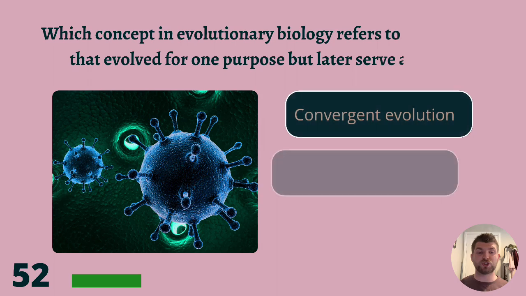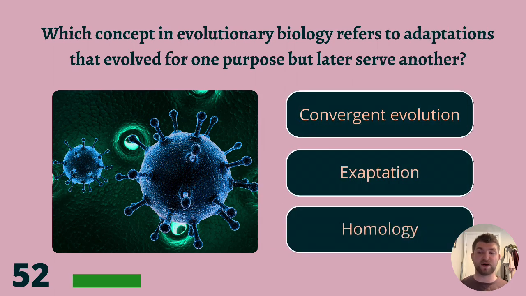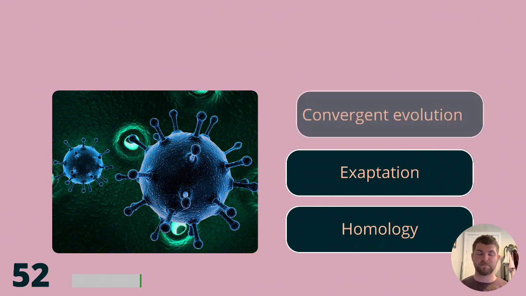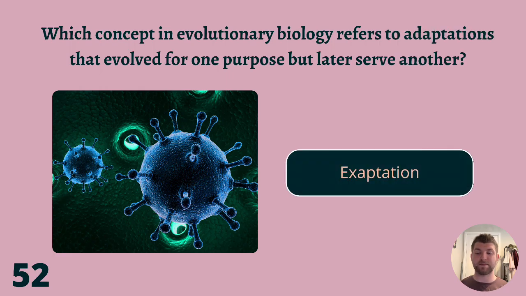52. Which concept in evolutionary biology refers to adaptations that evolve for one purpose but later serve another? Convergent evolution, exaptation, or homology? The correct answer is exaptation.